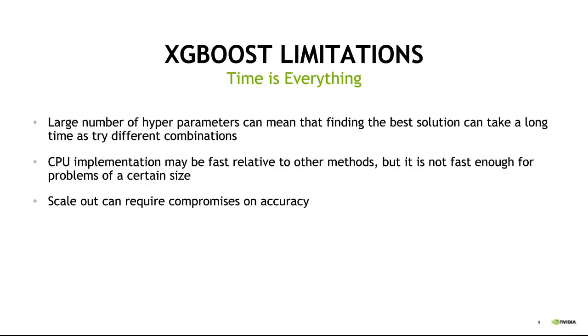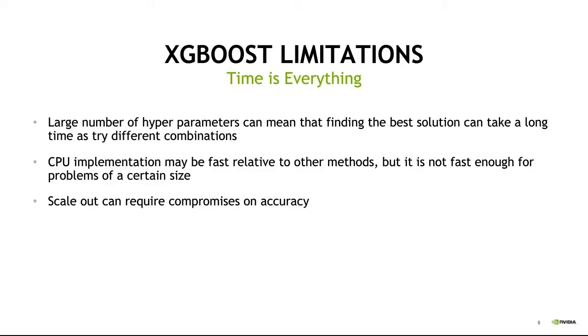XGBoost in early iterations does have some limitations. Despite its speed compared to other similar algorithms, when problem sizes grow sufficiently large, training models can take a very long time. Almost every data scientist is familiar with waiting for a model to finish training, making small adjustments, and then waiting some more. For large problems, tuning hyperparameters can take days or weeks.